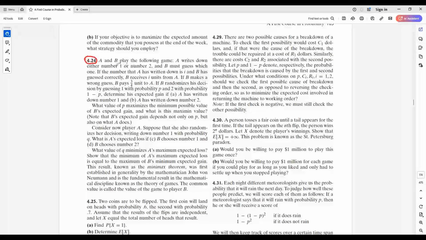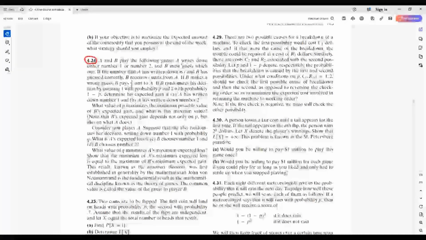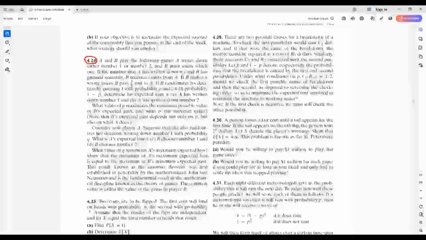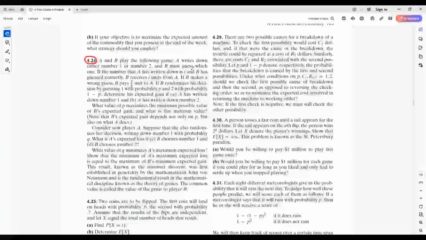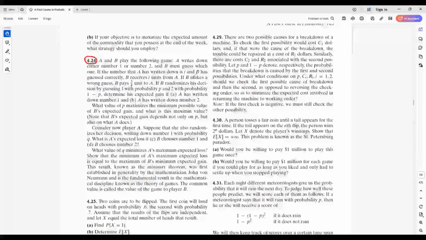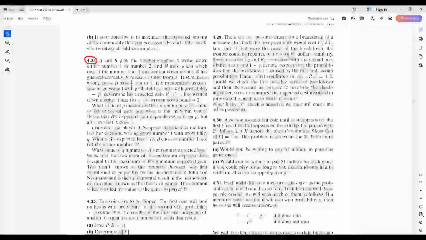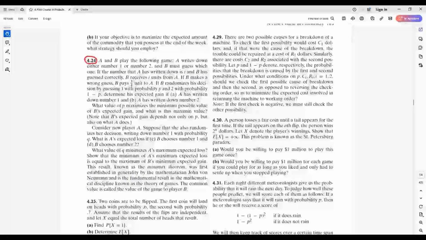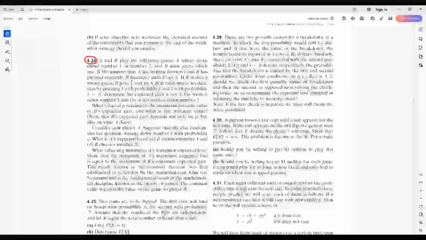A and B play the following game. A writes down either number 1 or number 2, and B must guess which one. If the number that A has written down is I, and B has guessed correctly, B receives I units from A. If B makes a wrong guess, B pays 3 over 4 units to A.